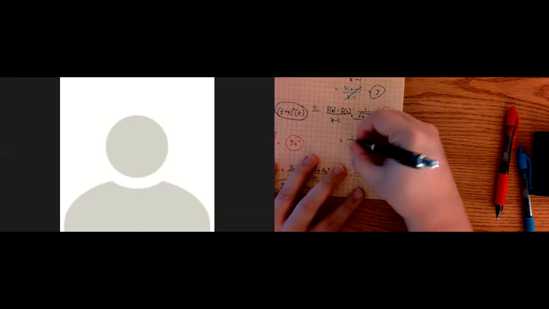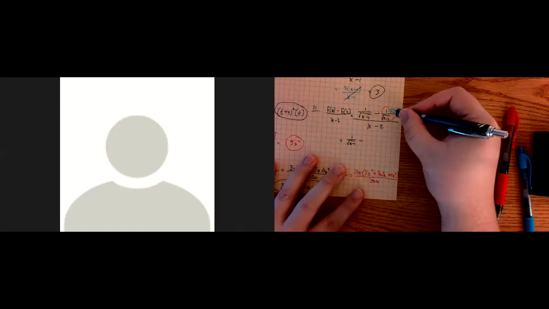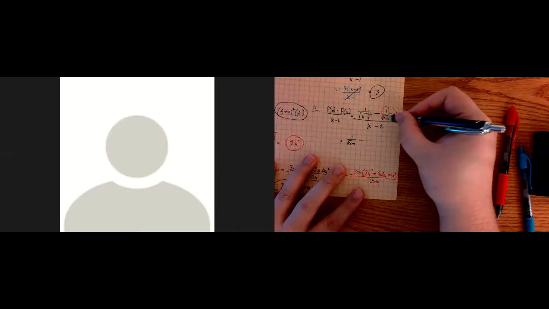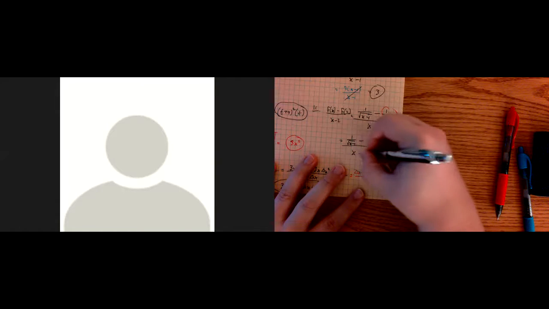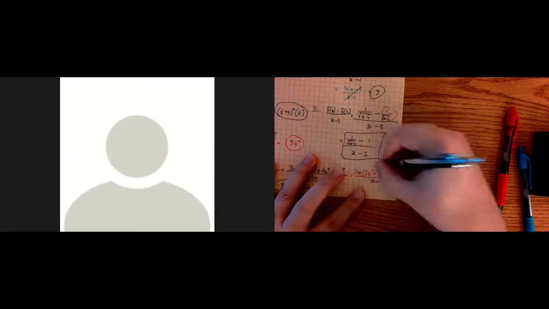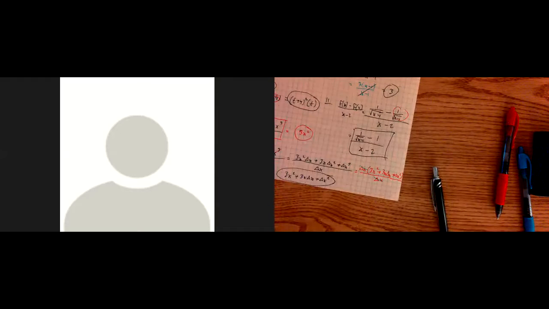So this would be 1 over the square root of x minus 1 minus the square root of 2 minus 1, which would be the square root of 1. 1 divided by 1 is 1. So we'd end up with that over x minus 2. And I'd say, circle that, you're done. There's no need to go any farther than that.